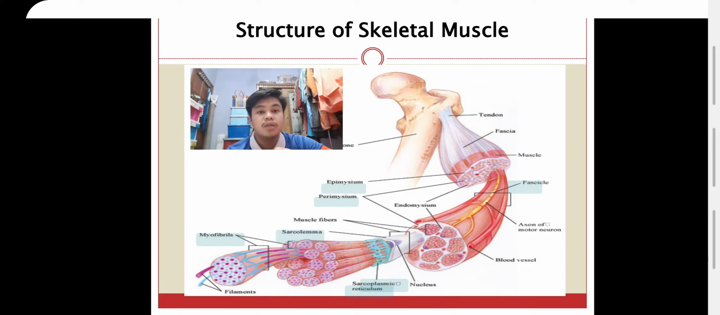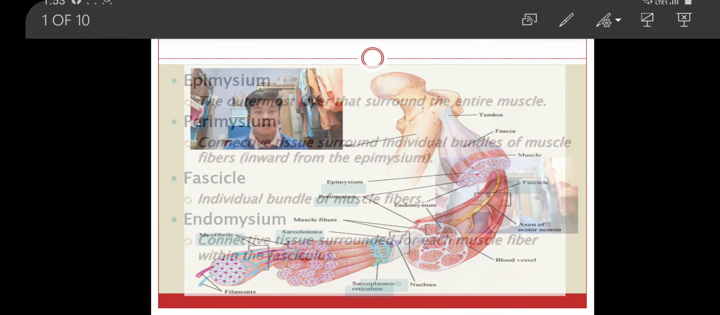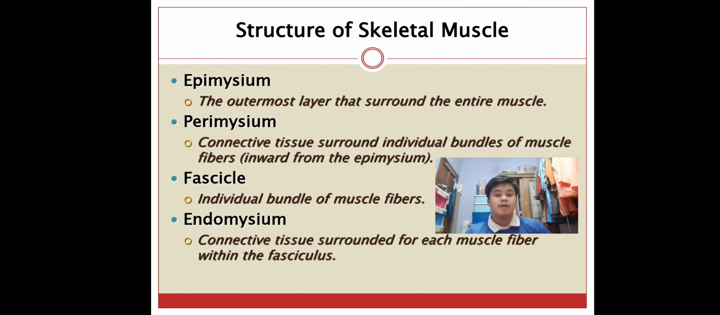However, the endomysium surrounds only each individual muscle fiber. In this slide, it is the same as what I mentioned in the previous slide. It is basically the same thing: the epimysium, the perimysium, the fascicle, and the endomysium.